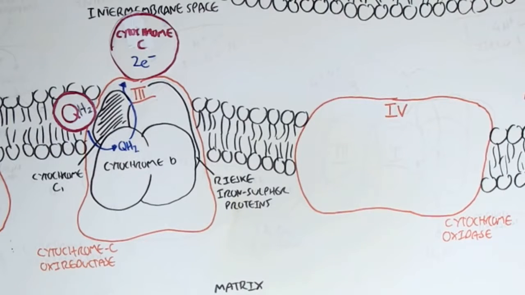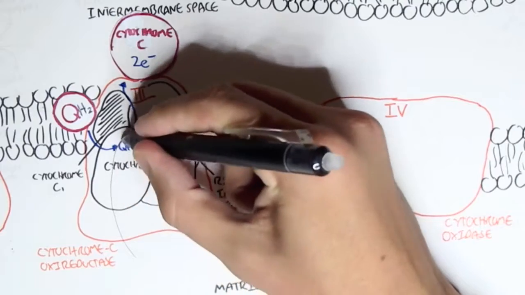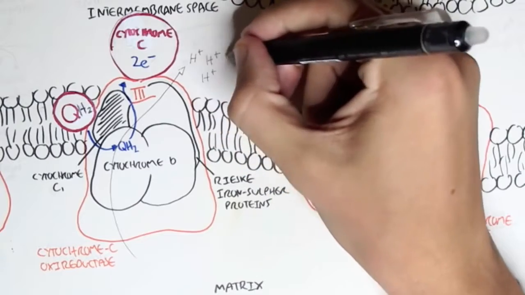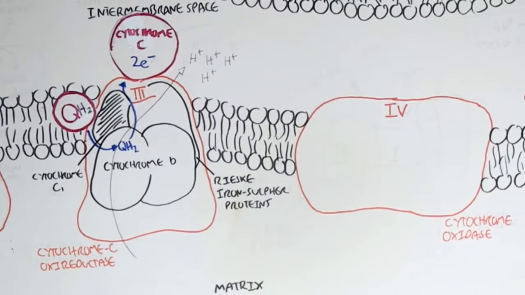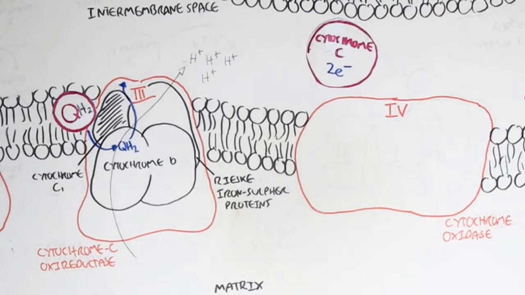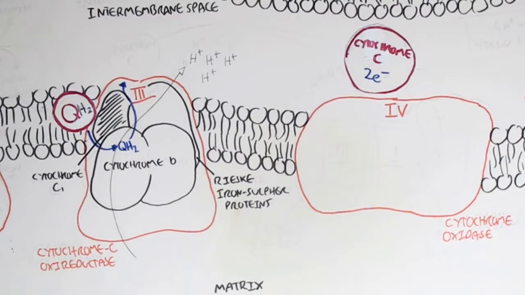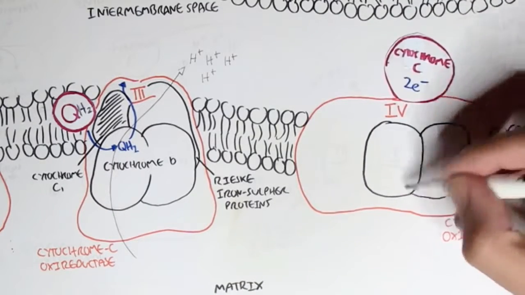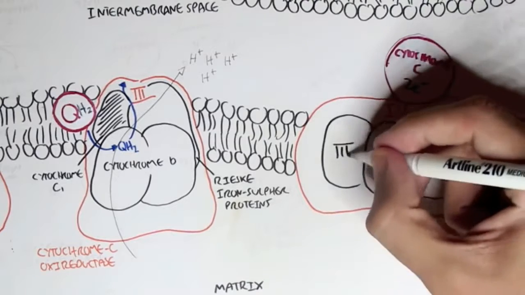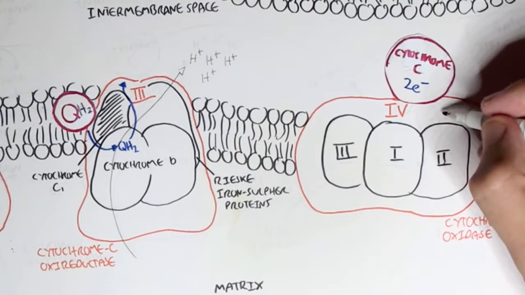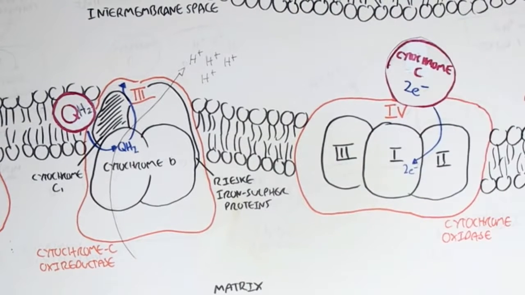And also during this process, as the electrons are passing through, complex 3 will also pump 4 hydrogen ions from the matrix into the intermembrane space. Next, cytochrome C will travel through the intermembrane space and bind to complex 4, the cytochrome oxidase. And it will attach to one of the subunits of complex 4. Complex 4 consists of 3 main subunits, 1, 2, and 3. Simple enough.